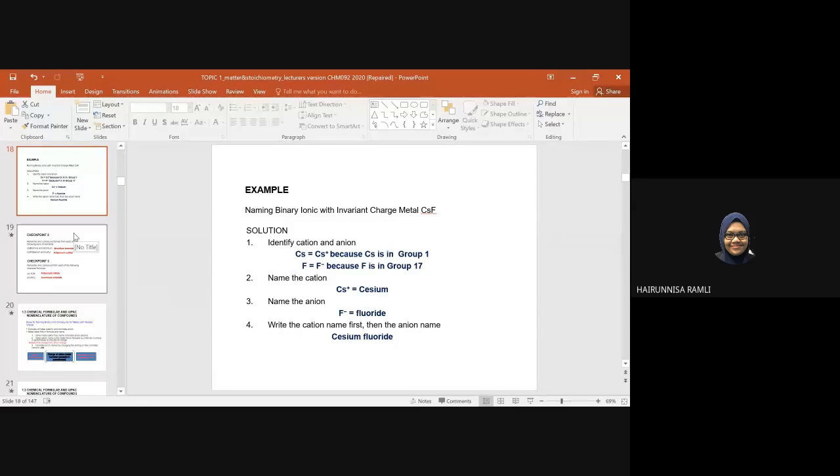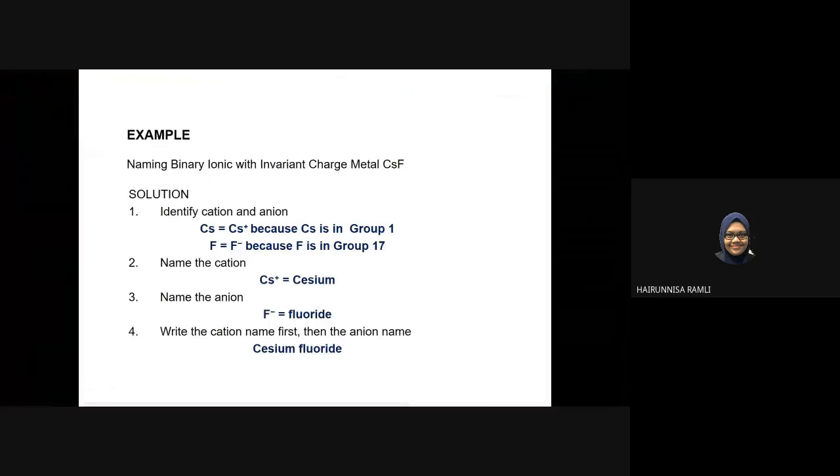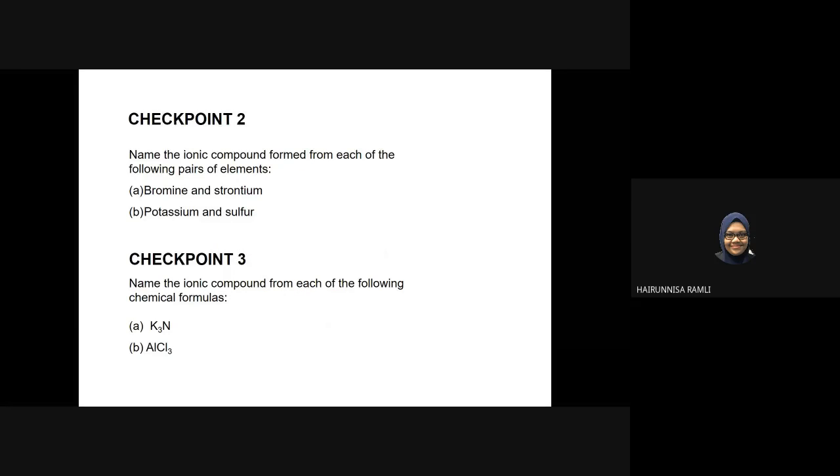Okay, so now checkpoint 2 kan. For checkpoint 2, name the ionic compound formed from each of the following pairs of elements. So A, bromine and strontium. So what is the name for this? Strontium bromide. Strontium bromide. Just namakan je lah.